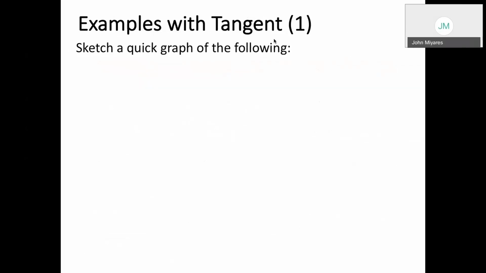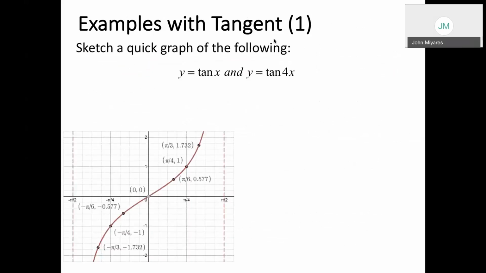Now let's look at a few examples where we would apply the basic shape method to the tangent function. Suppose we want to compare the graphs of y equals tangent of x to y equals the tangent of 4x. Here is one cycle of y equals the tangent of x, running from negative pi over 2 to positive pi over 2, with key values plotted along the way.